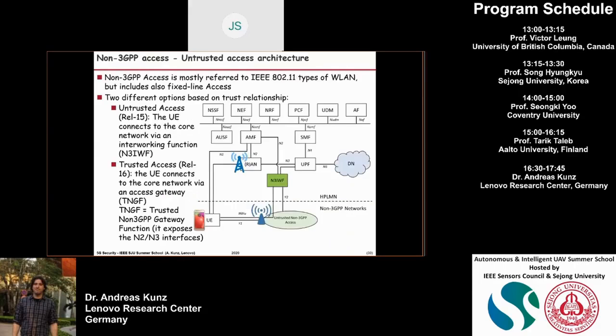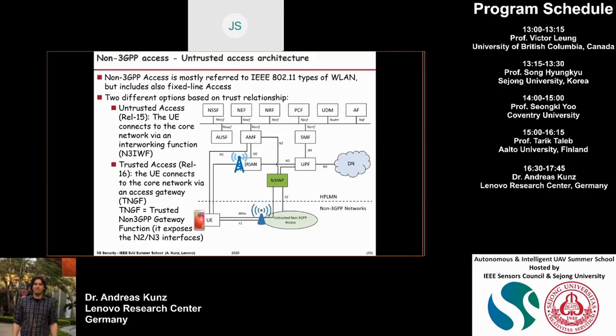Now we come to non-3GPP access. In Release 15, we specified basically the untrusted access. The untrusted access is one of the two trust relationships of the operator to the non-3GPP access, which means that the operator does not trust the access point. Like you may use an access point in a coffee shop, and you can still establish an IPsec tunnel to this N3IWF in the network of the mobile operator to use some specific services.